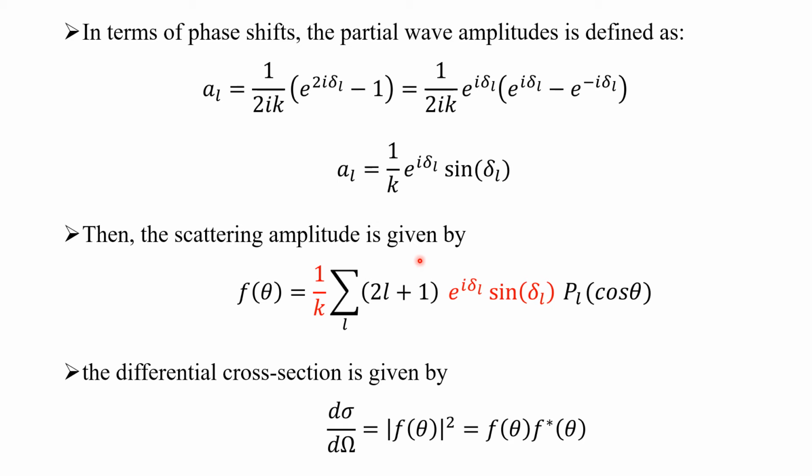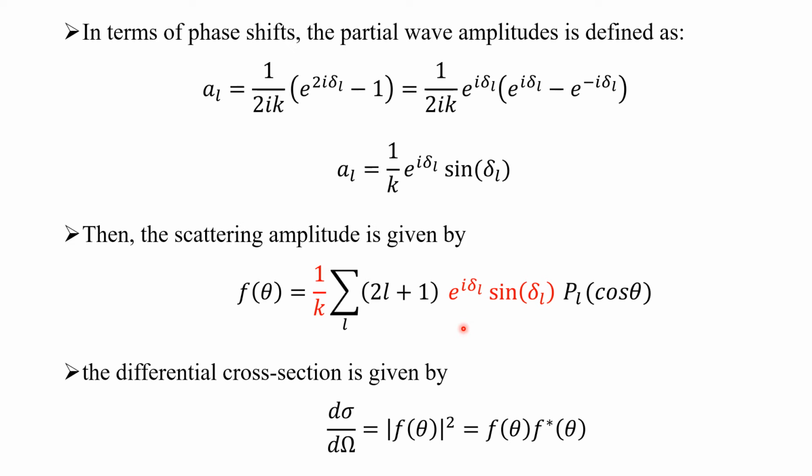Then the scattering amplitude will become summation of (2l plus 1) times, instead of a_l, we are replacing it with 1 over k, which I have shown in the red color part, e power i delta_l into sine delta_l and P_l cos theta. Only thing I have done is, for a_l, I have plugged in this expression. So this is the scattering amplitude, which includes the incoming wave and the scattered wave. It is a combination of the incoming wave and the scattered wave.